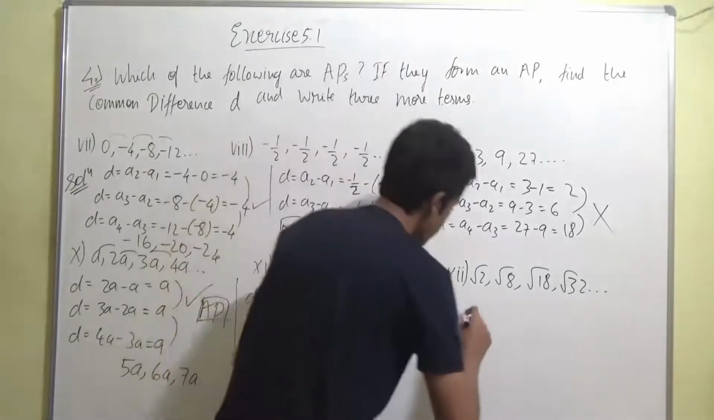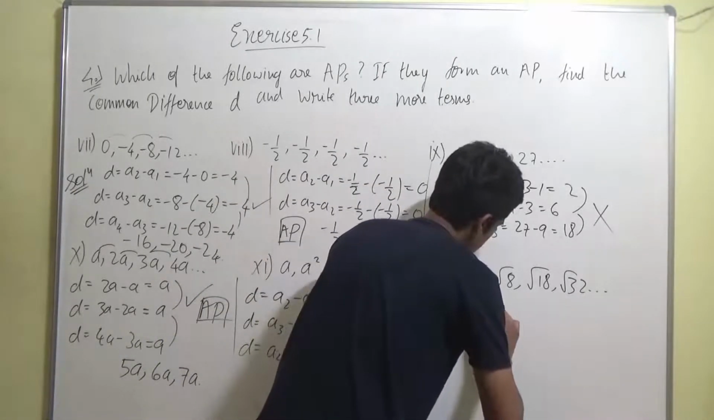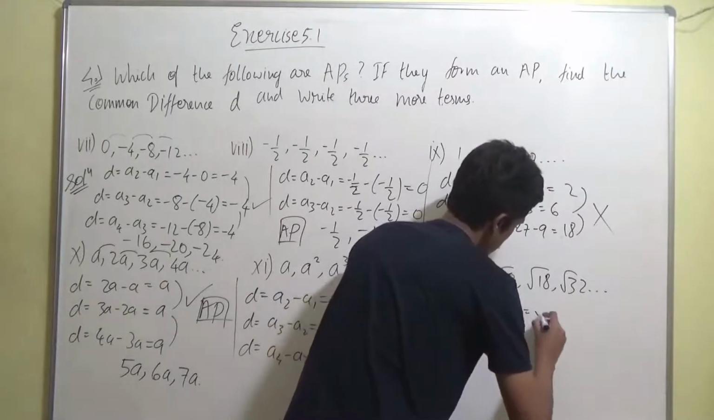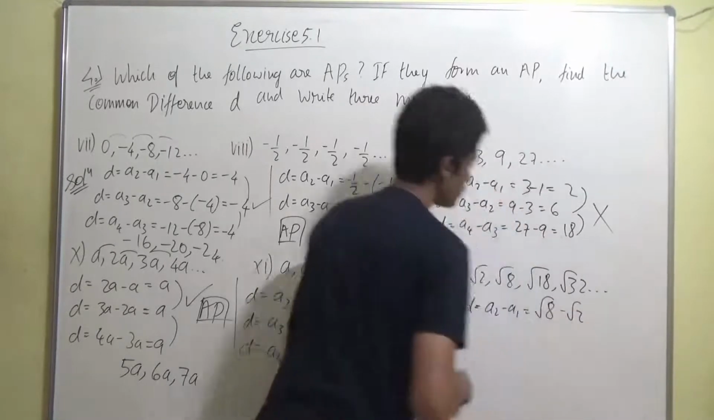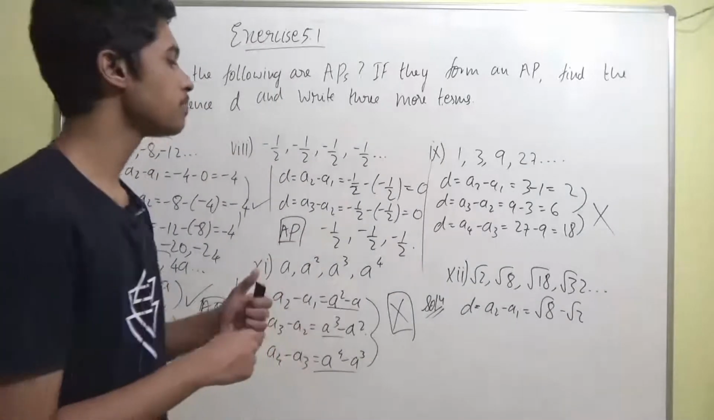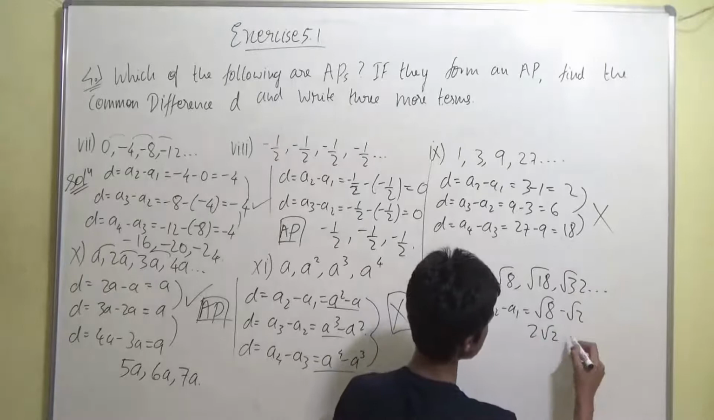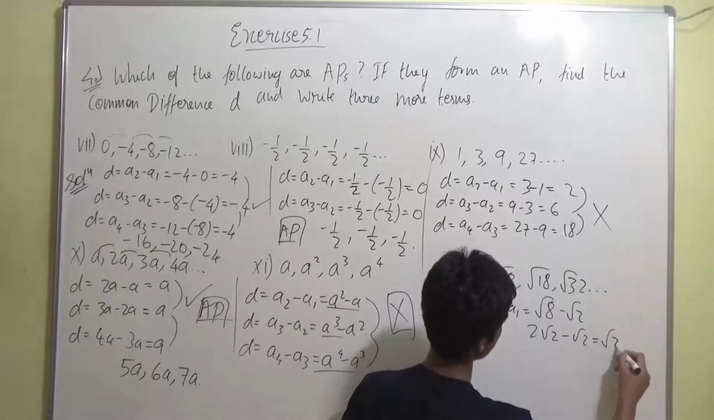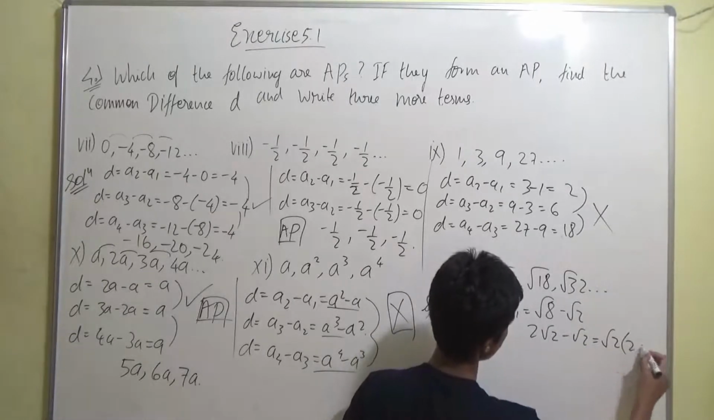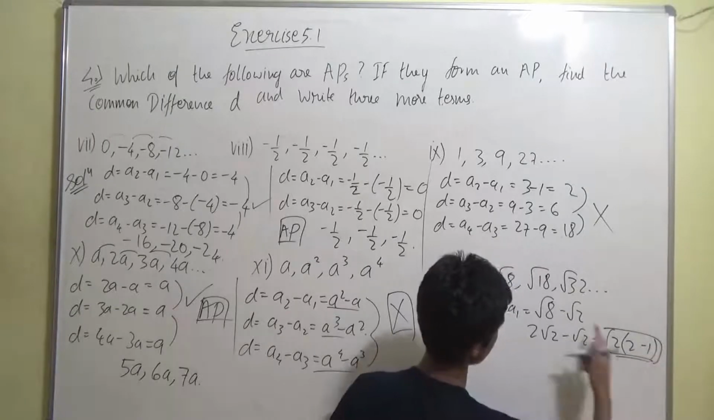Now if you find the d for this, it's going to be a2 minus a1 equal to root 8 minus root 2. Getting it guys? So this can be simplified. Root 8 can be written as 2 root 2 minus root 2. So root 2 minus 1. You can write it like this in simplified form.